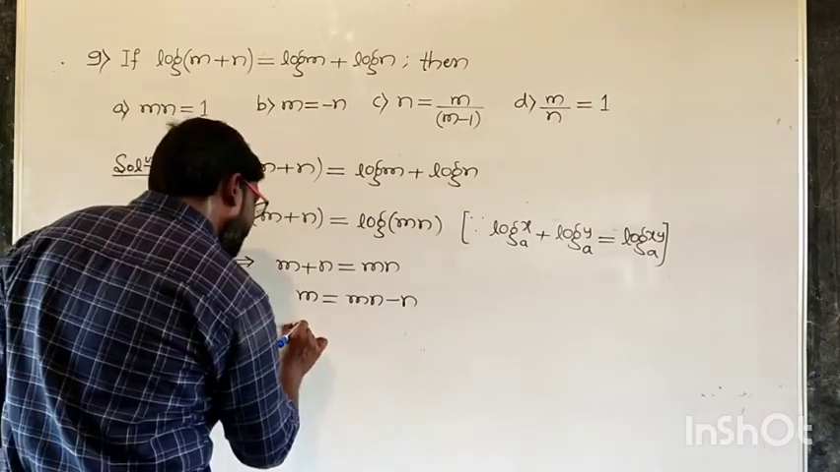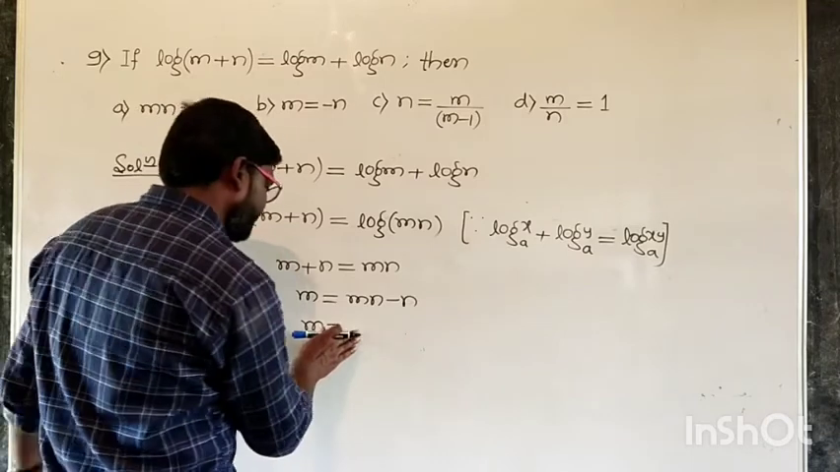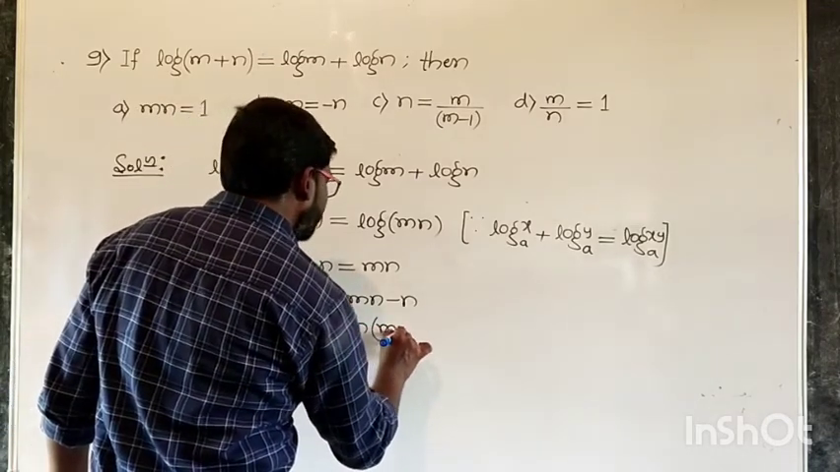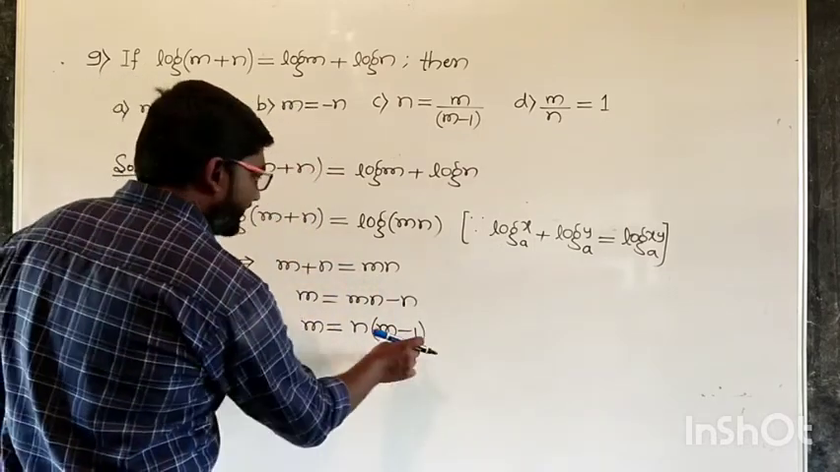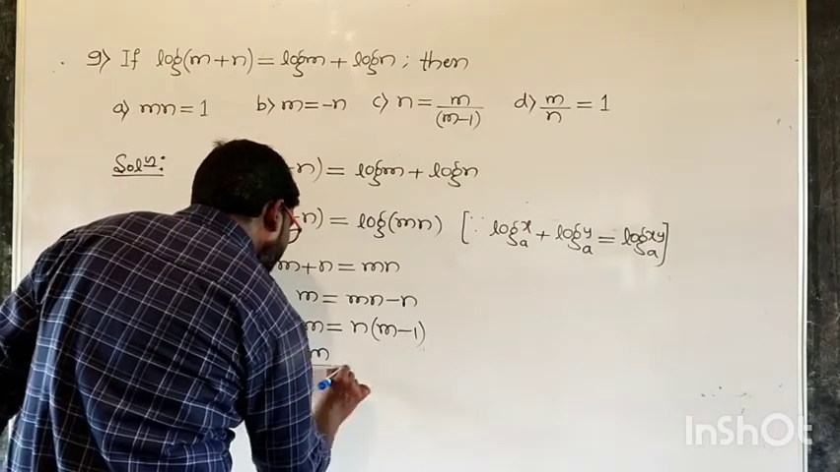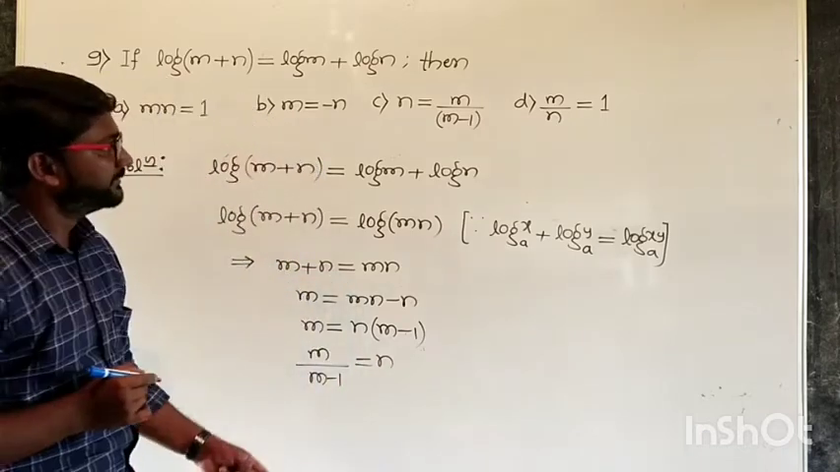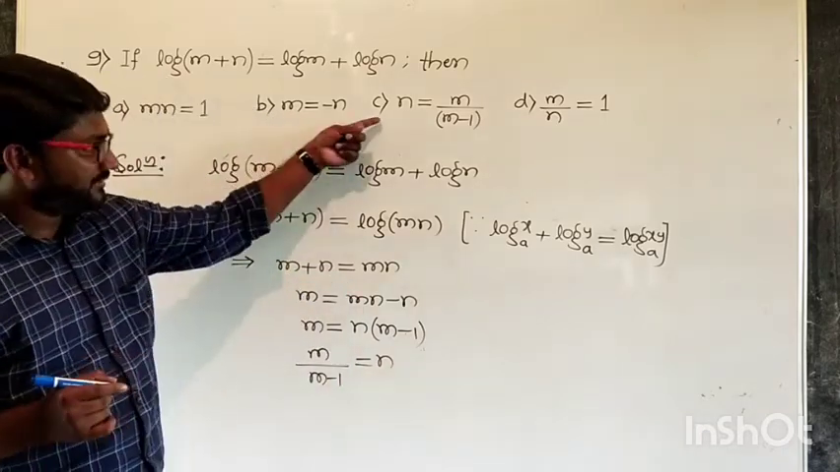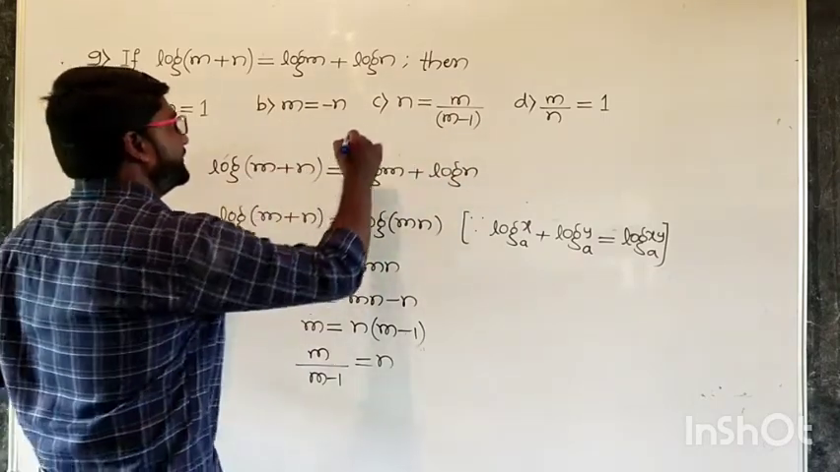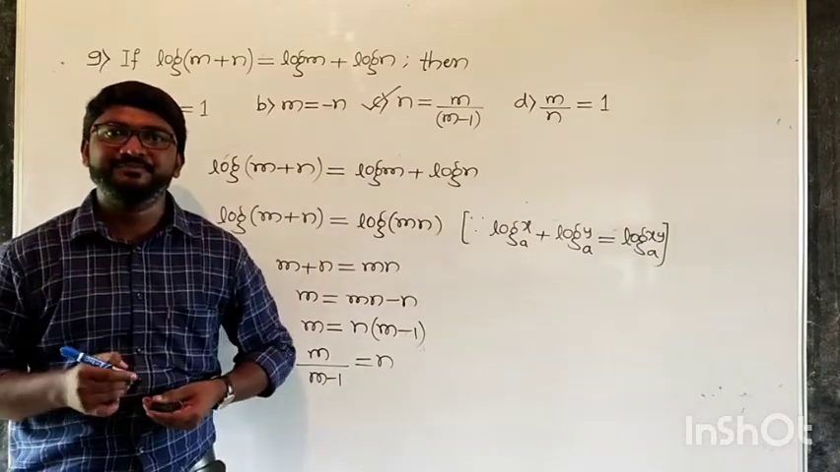Now m equals... what is common here? We have n common. We get m minus 1. Now I take m minus 1 to the LHS, it goes to the denominator. m divided by m minus 1 is equal to n. Search for the option: it is option C. See here, m by m minus 1 equal to n. Hence the correct answer is option C. So this is all about the 9th problem.